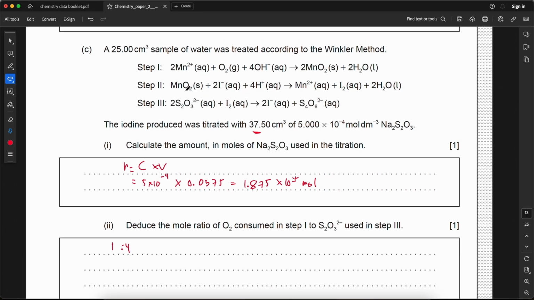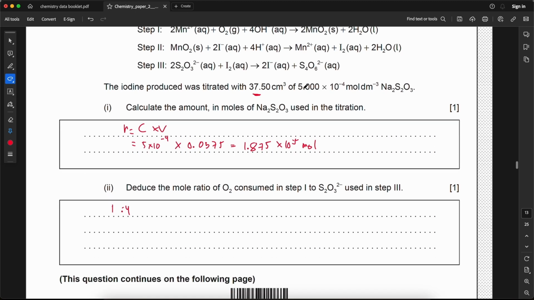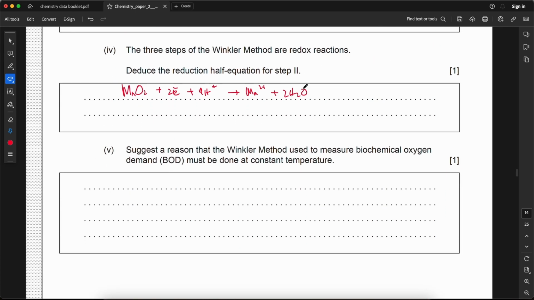Okay, MnO2 and Mn2+, that will be the half equation. MnO2 becomes Mn2+. Here has 2 oxygen extra, but there is no oxygen right here. To make it equal, we can add water. And now 2 oxygens is available here and is balanced, but there is H+ right here, which is 4.